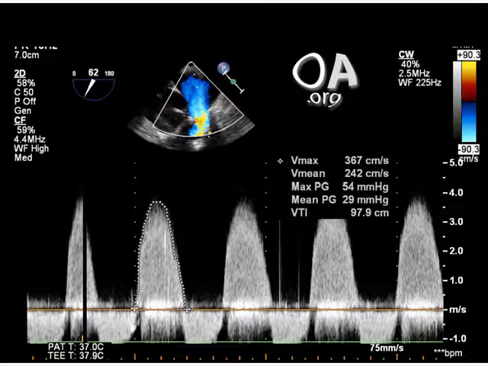This is a continuous wave Doppler interrogation of our patient's pulmonary valve and right ventricular outflow tract. By using continuous wave Doppler, the highest velocity will be sampled, and thus this will be at the area with the most narrow orifice, or the area which is most stenotic.